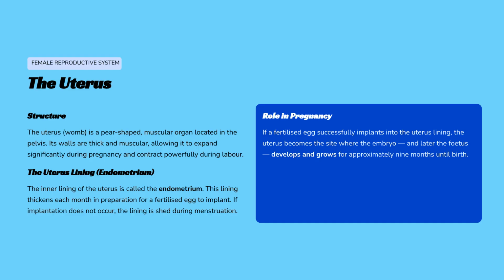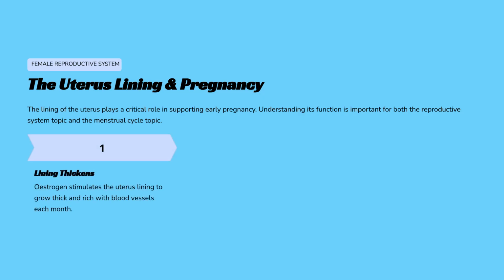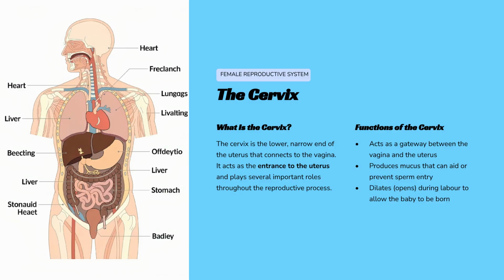The uterus is a specialized muscular organ. Its inner lining, the endometrium, thickens monthly in anticipation of pregnancy. If a fertilized egg implants, the uterus provides the environment for the embryo and fetus to grow for 9 months. The uterus lining is vital for supporting early pregnancy. Each month, estrogen stimulates this lining to thicken and become rich with blood vessels. If fertilization occurs, the zygote travels to the uterus, implants into this lining, and begins receiving nourishment until the placenta forms.